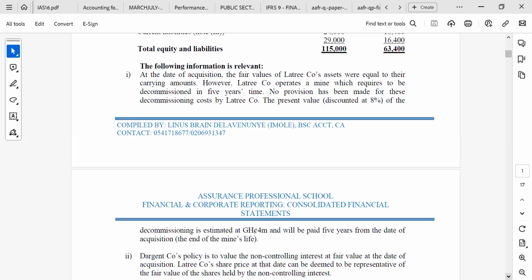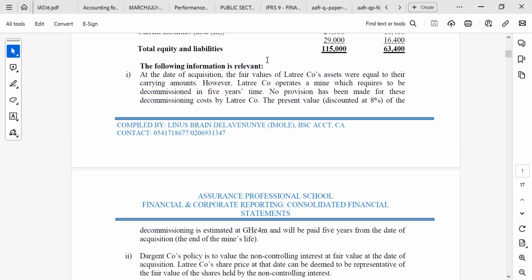Okay. So they are saying that at the date of acquisition, the fair values of Latico's assets were equal to their carrying value. So there was no fair value movement there. However, Latico operates a mine which requires to be decommissioned in 5 years' time. No provision has been made for this decommissioning cost by Latico.